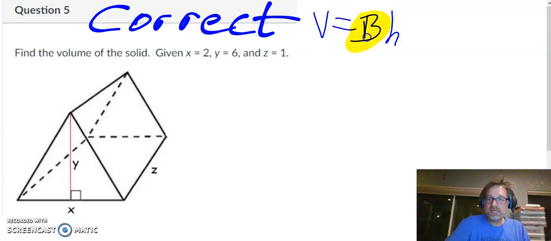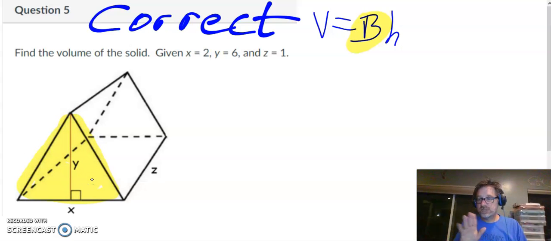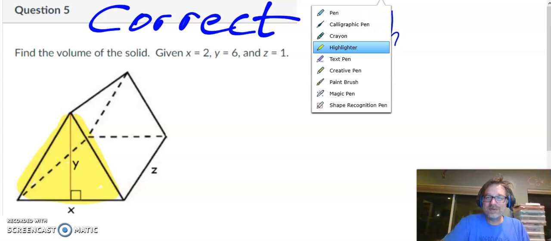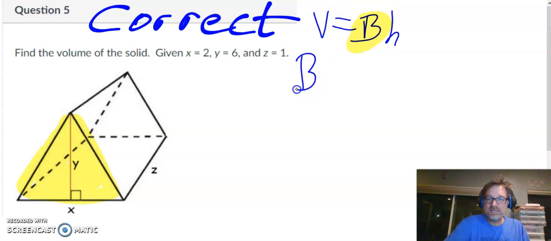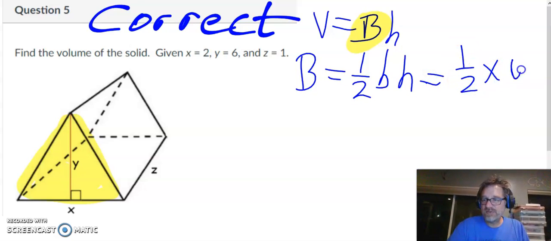So when I am looking at this diagram, area of the base is the area of this triangle right here, just the triangle. We're looking at the area for the triangle. So big B, area of a triangle, is 1/2 little b, little h, where that's going to be 1/2 of x times y.